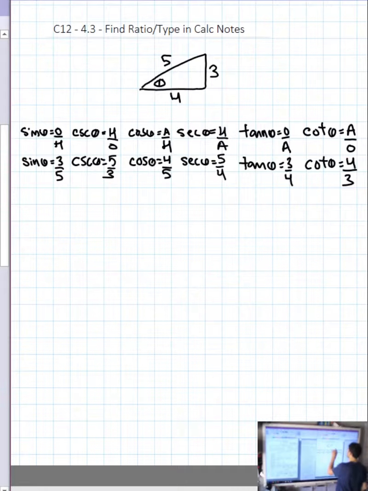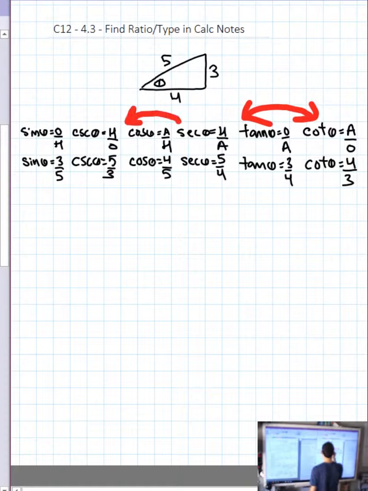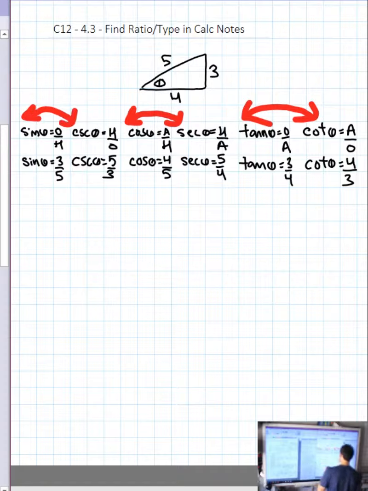So remember, if it's got a t, it's the flip. If it's got an s first, it's the flip of the cosine. If it's got a c first, it's the flip of the sine. So we can kind of work with those opposite letters there. Now, a whole bunch more little examples down below.